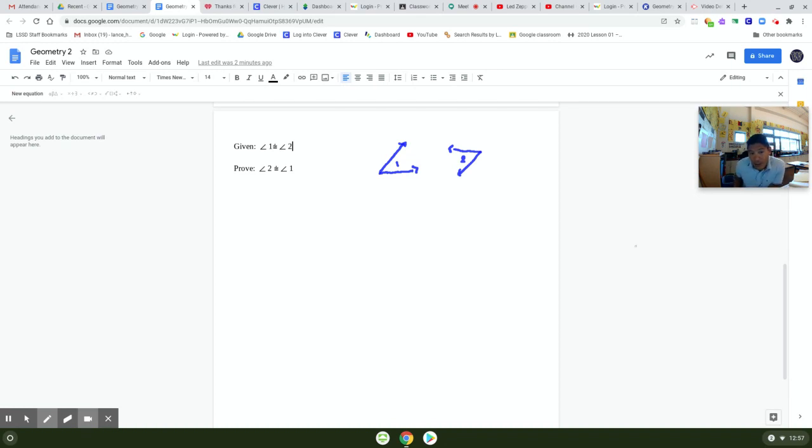So as I mentioned, for any two-column proof, you're always given something. In this case, angle 1, remember, this little symbol is congruent to angle 2. And then you want to prove that angle 2 is congruent to angle 1. And then you have this diagram as well. So I'm going to make my two columns here, just a big T table.